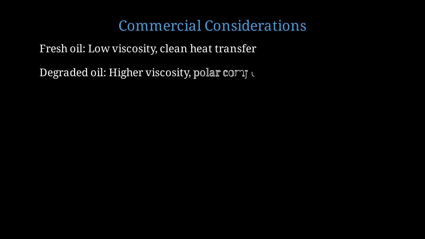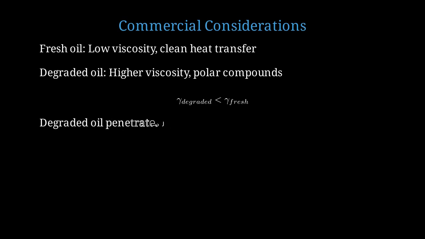Degraded oil has higher viscosity and contains polar compounds from hydrolysis and oxidation. These polar compounds have higher surface tension and can more easily wet the food surface. Surface tension of degraded oil is actually lower than fresh oil due to surfactant compounds. Lower surface tension means easier penetration into pores. Degraded oil penetrates food more easily, both during and after frying. This is one reason why oil should be filtered and replaced regularly.